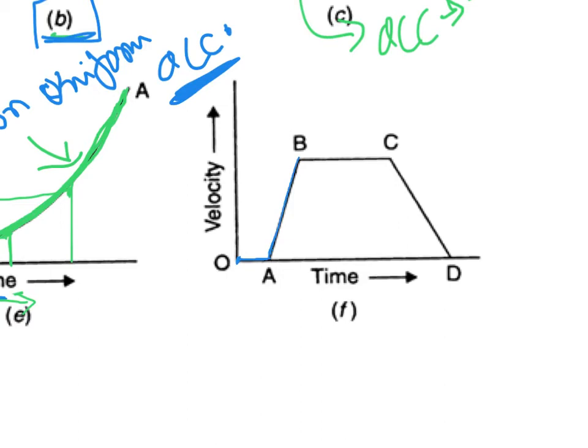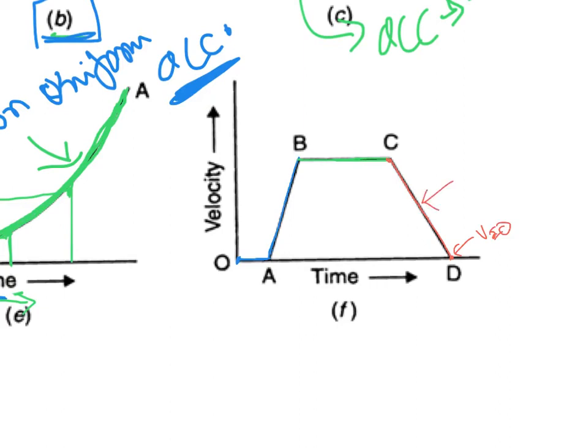Then from B to C, my velocity is constant. I have not come to rest. And then from C to D, I am reducing my velocity, and at point D I have come to rest again. My velocity is 0 here.